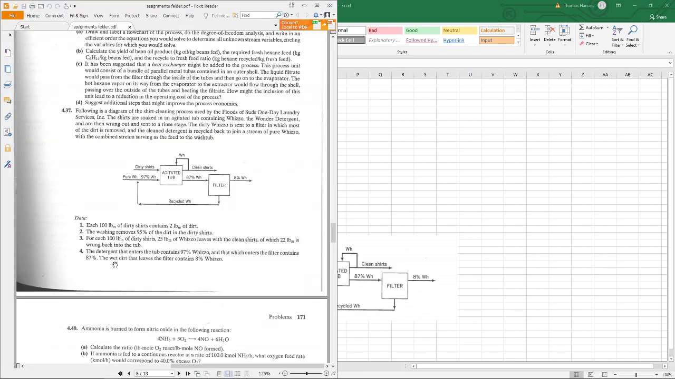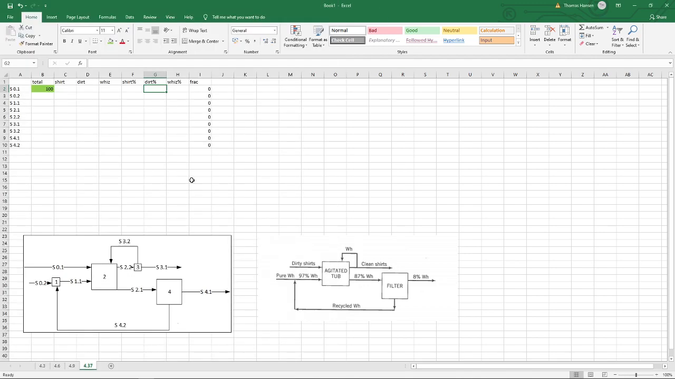Some of the stuff I would actually put into the active cells here. So for instance, we're being told that if we have 100 pounds of dirty shirts, we'll have 2 pounds of dirt in those shirts. So the stream with the dirty shirts contains 2% dirt. That's basically what that translates into. So I can put that in there. I have 2% dirt.